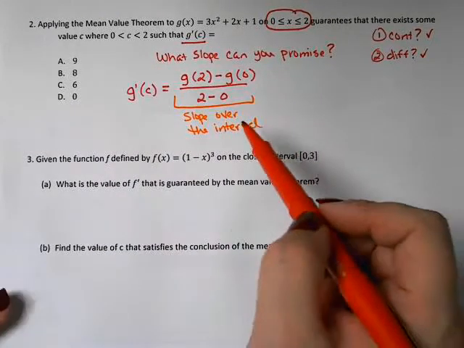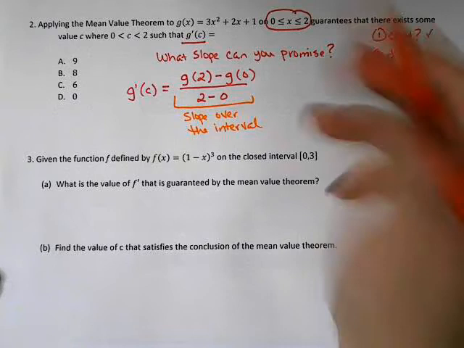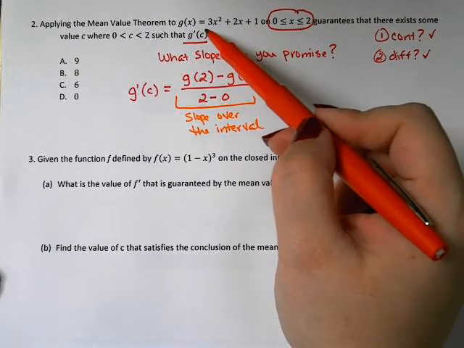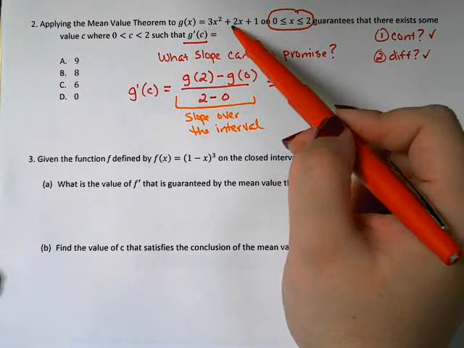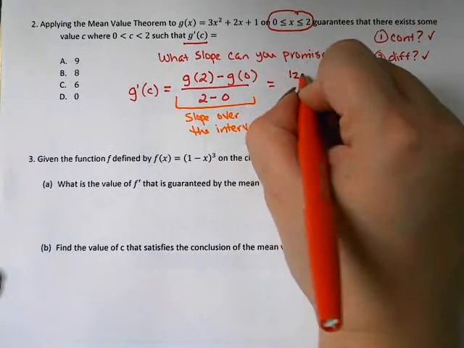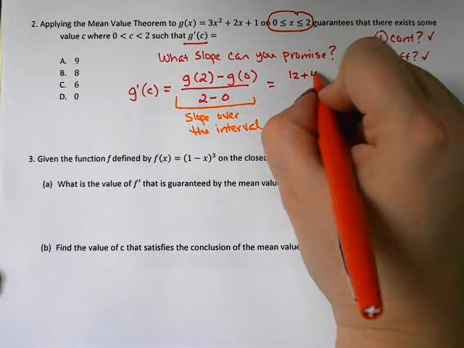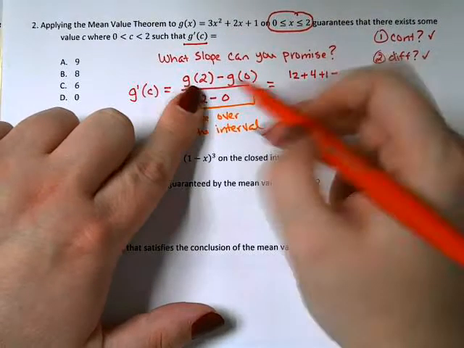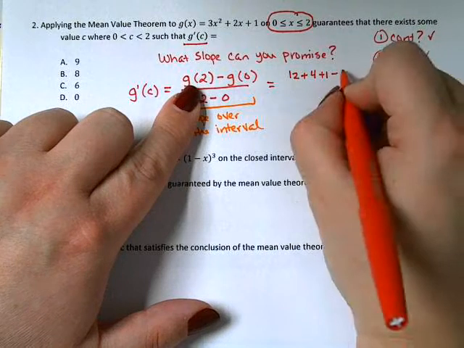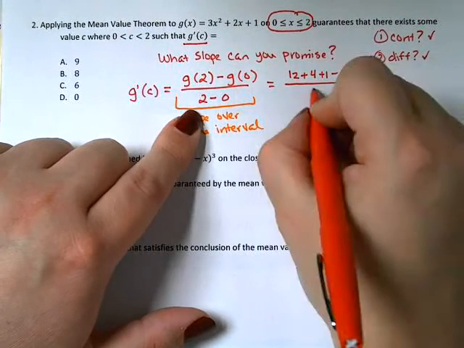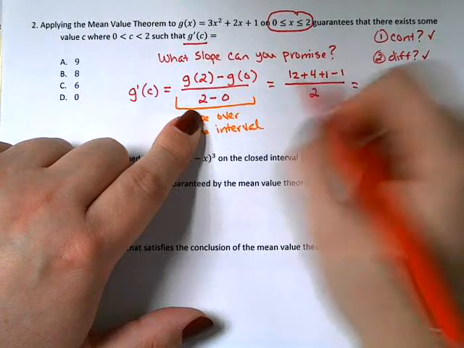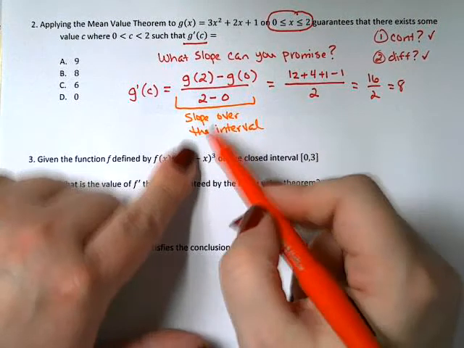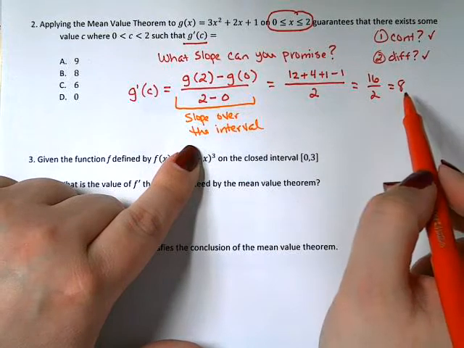So let's see, g of 2 just means plug in 2. So let's see if we go back to here. 2 squared is 4 times 3 is going to give me 12, plus 2 times 2, which is 4, plus 1. So that's all g of 2, minus g of 0, which is just going to be 1, all over 2. So let's see, we get 16 over 2. That means the slope over the interval is 8.